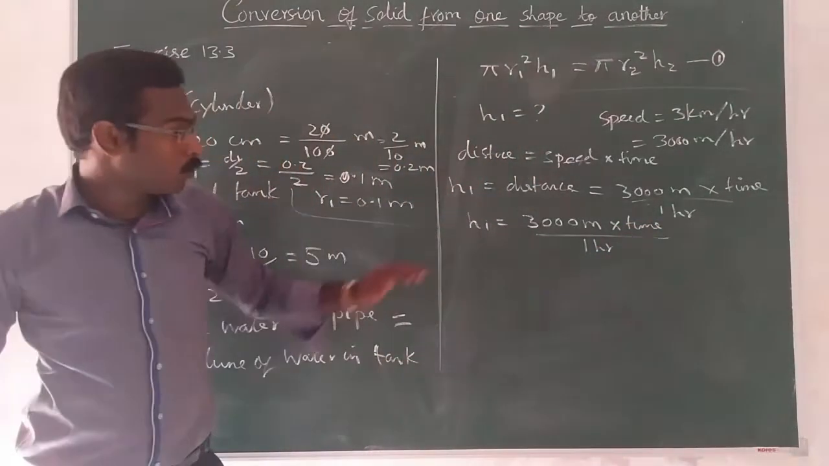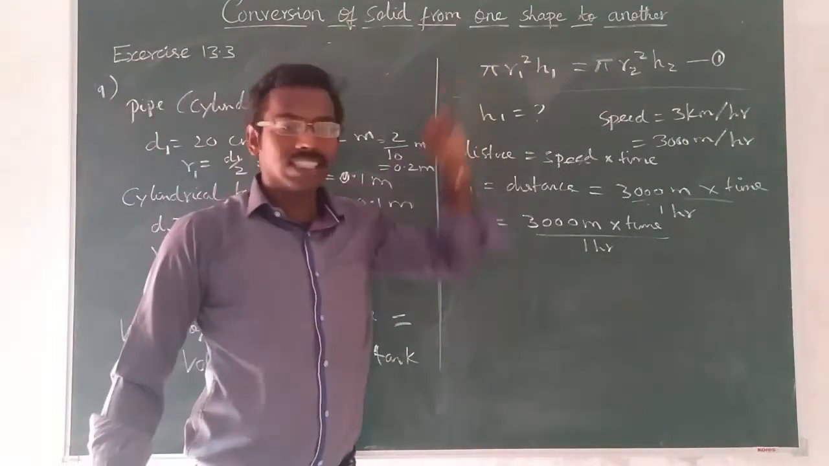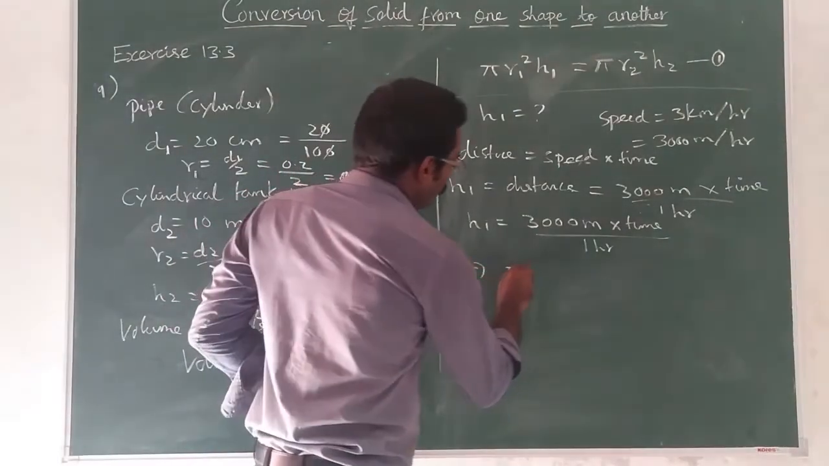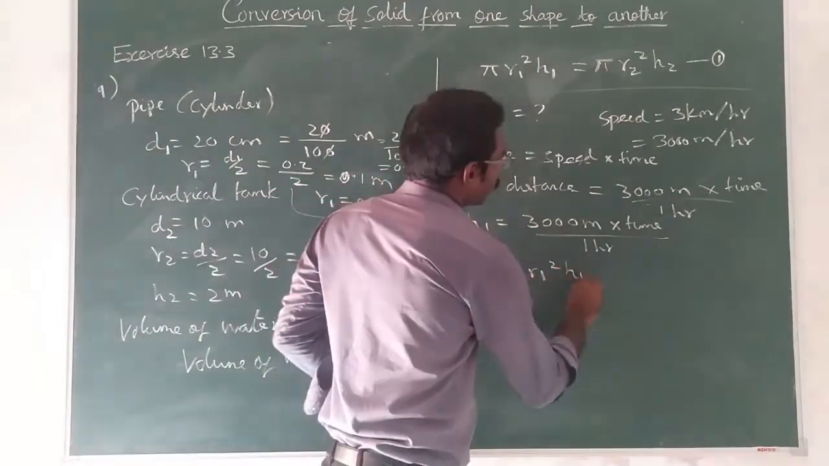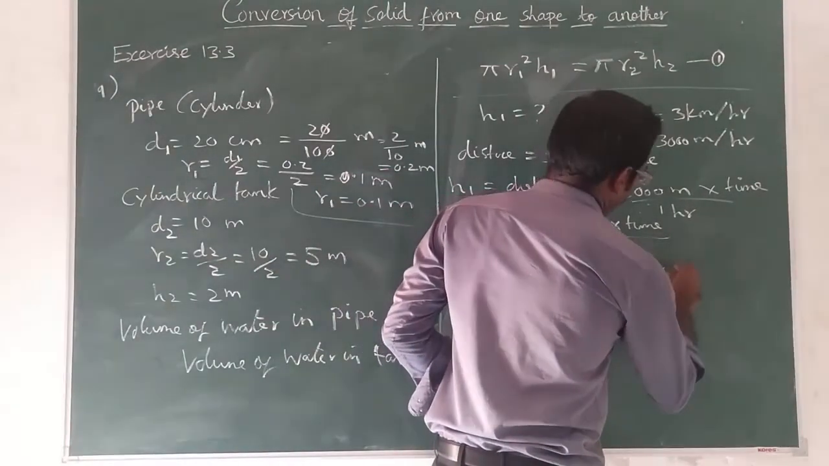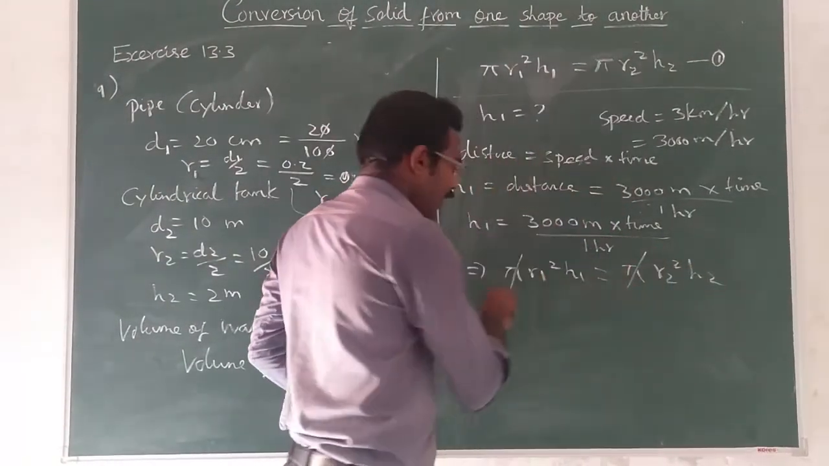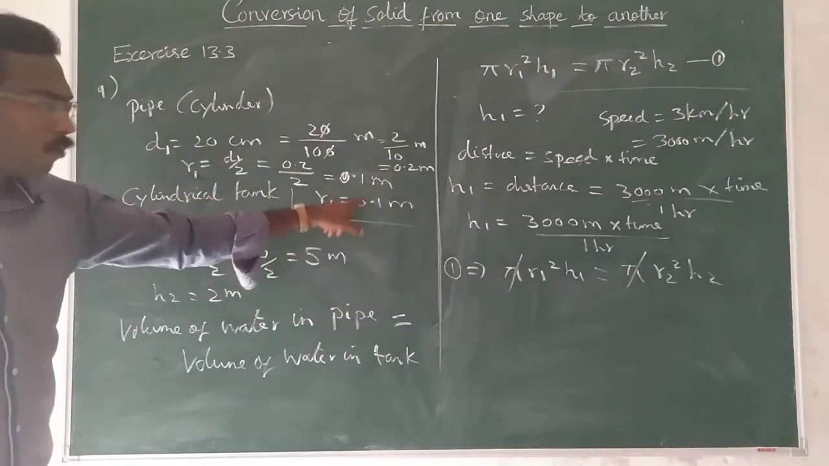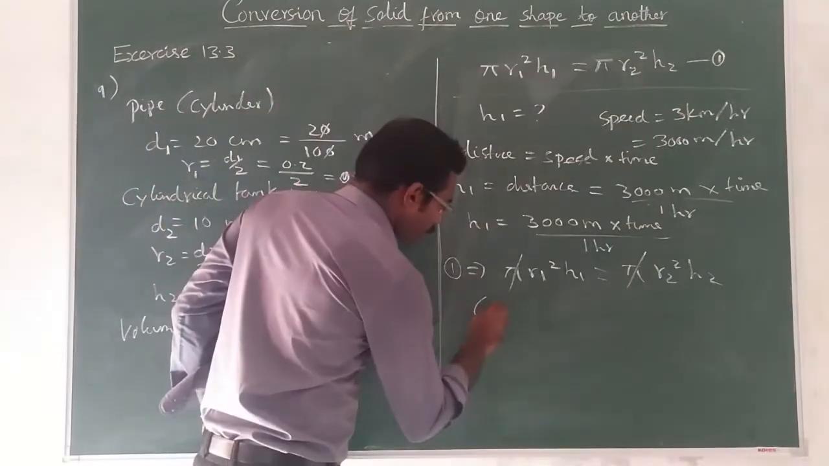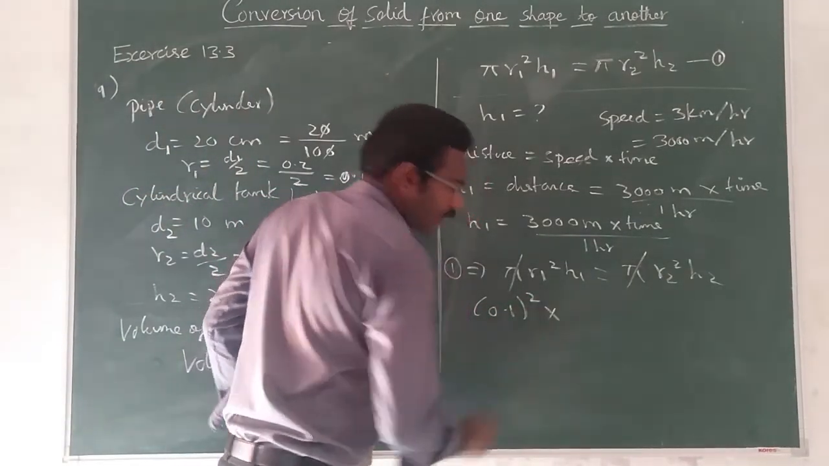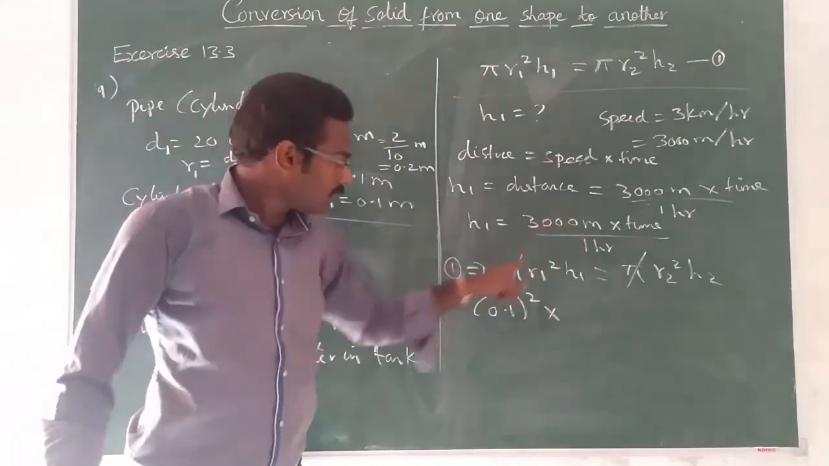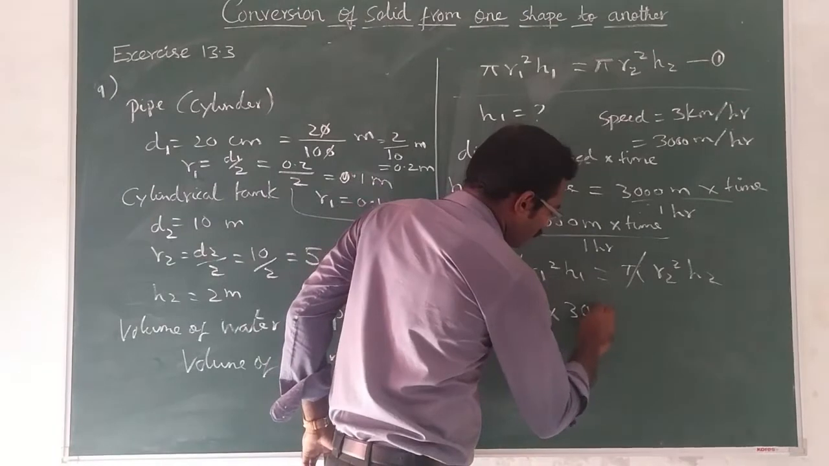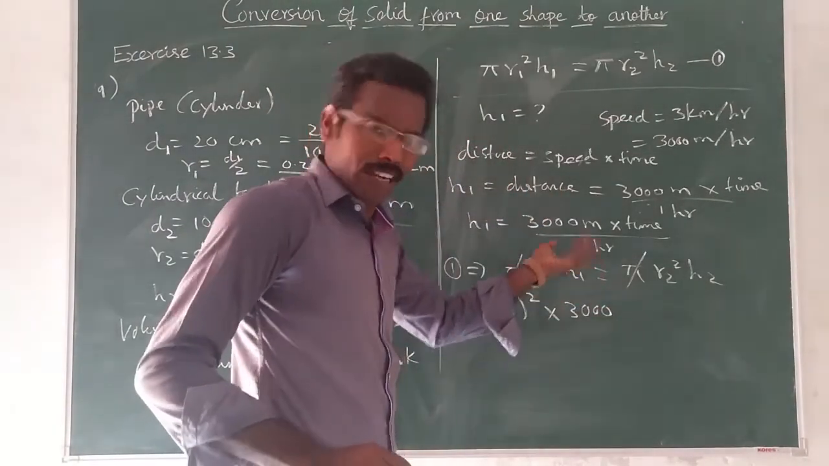Now what we will do? We will apply this value in this equation. What is equation 1? Equation 1 gives pi r1 square h1 is equal to pi r2 square h2. Pi you can cancel. Then r1, what is the value of r1? r1 is 0.1, so 0.1 the whole square into h1. This is in meters, so I am not writing the meter. So 3000 meter not necessary; if you write it also okay.